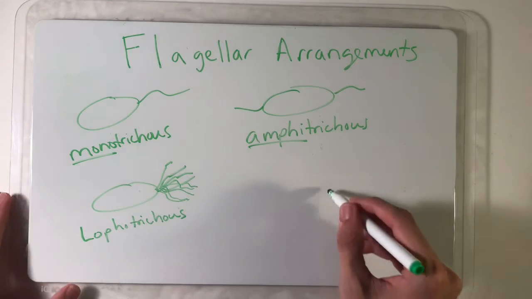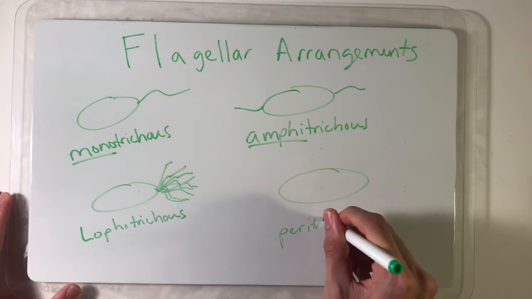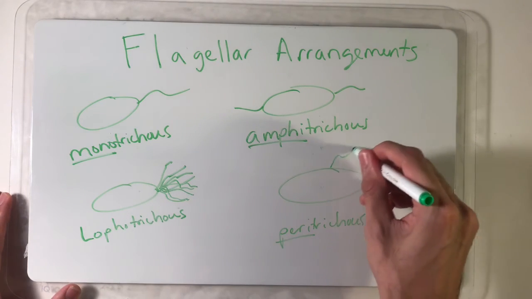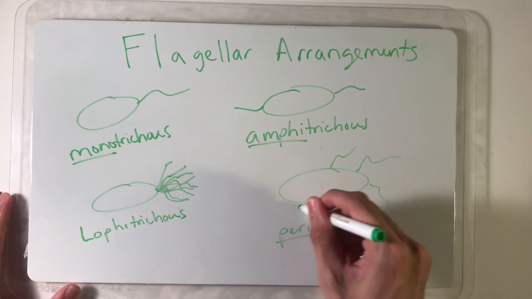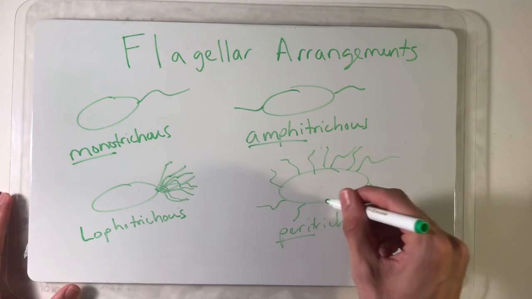And the final one is Peritrichous. And peri just means it has flagella all over throughout the entire thing. So not just on one side, and it has flagella all over.